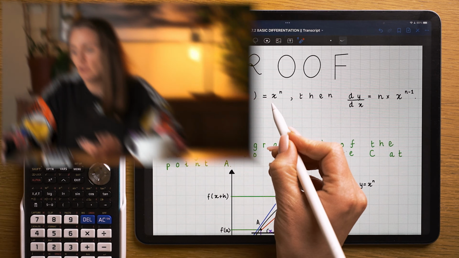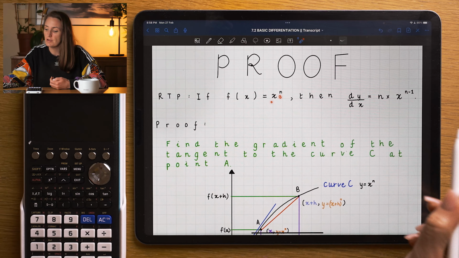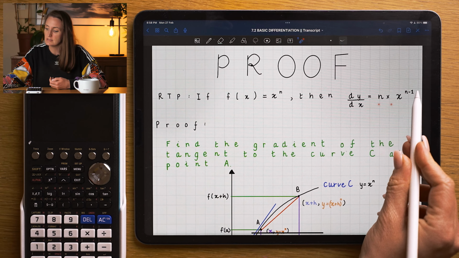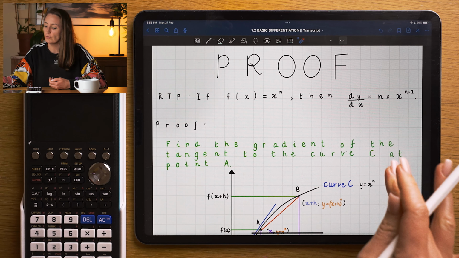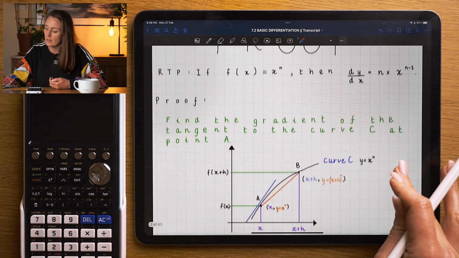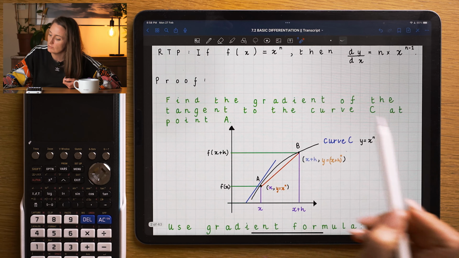Hey, we're going to be looking at one of my favorite calculus proofs today. We're going to be looking at how we know that x to the n should differentiate to n times x to the n minus 1. It's a pretty cool proof. I've drawn a diagram so you can visualize what we're doing.